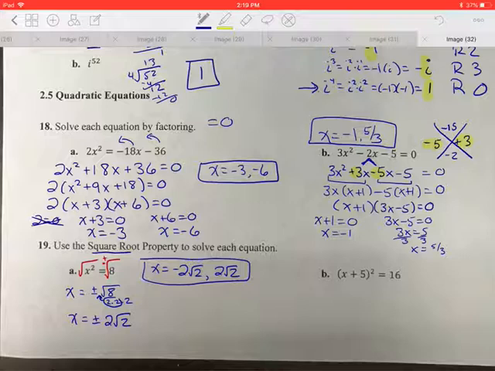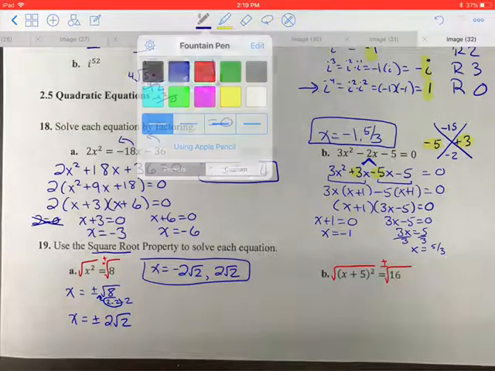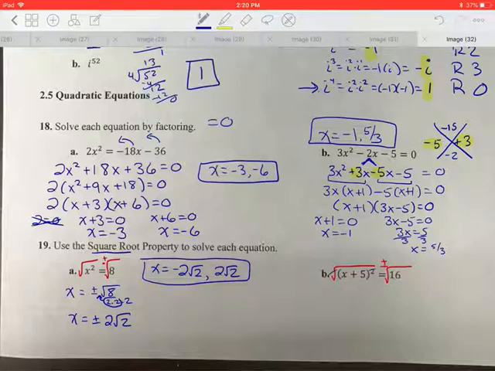Now b's a little different. I'm not seeing just an x squared, but I do have something in parentheses squared, so I could take the square root of that and get that square to cancel. And I'm going to do that on the other side as well, but on that side I need a plus and minus. So the square root and the square cancel, and I get x plus 5 equals plus or minus, but the square root of 16 is just 4. So I want to break this into two equations. I have x plus 5 equals negative 4, and I have x plus 5 equals positive 4. So I'm getting that from that plus and minus right there.